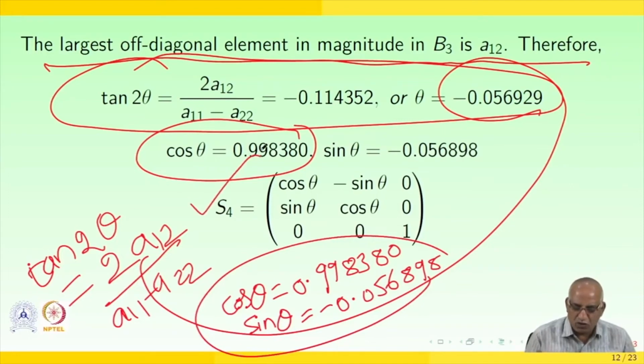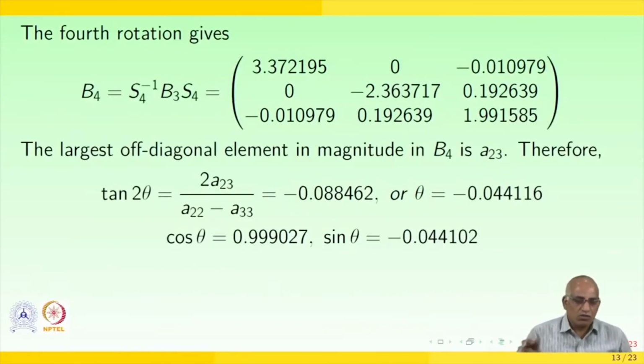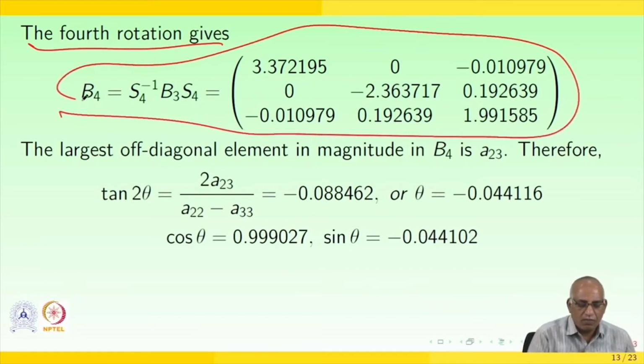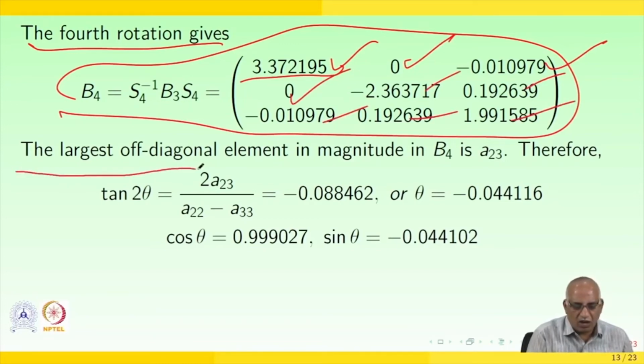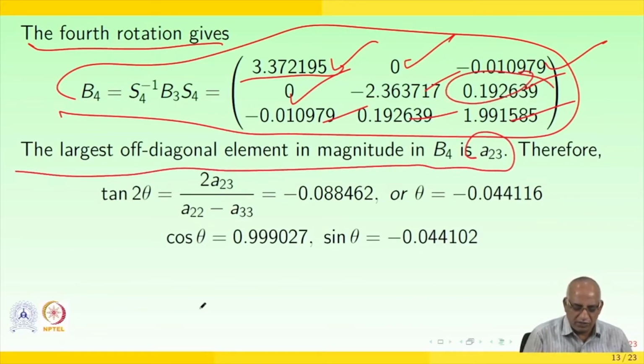So finally, you will end up with S4, that is cos theta, minus sin theta, 0, sin theta, cos theta, 0, 0 0 1. So the fourth rotation gives you this matrix. B4 is S4 inverse B3 S4. You get a value 0 and this value and this value. The largest off diagonal element in magnitude in B4 is A23, that is second row, third element, this value, 0.192639.